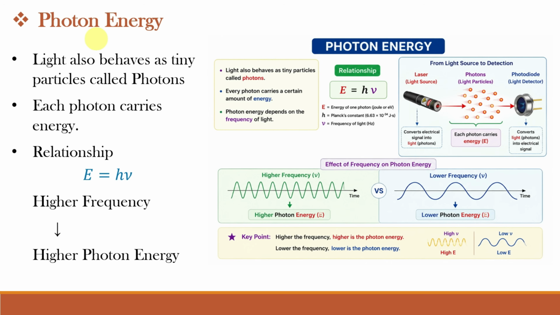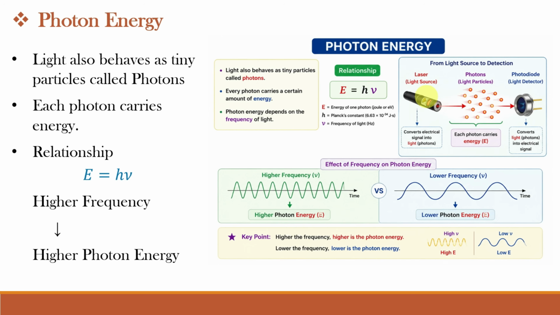Okay. See, in the video of dual nature of light, we studied that light also behaves like tiny particles called photons. So now let us learn the third property used to measure light, which is photon energy. Every photon carries a certain amount of energy. This energy of photon E is given by E is equal to h nu or hf. H is Planck's constant, which is a constant. So obviously the energy of photon depends on nu, that is the frequency of light.